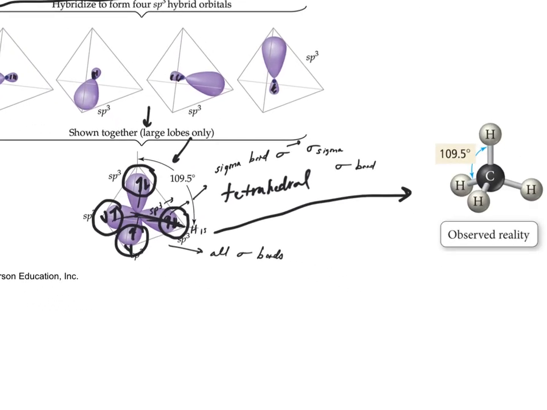And most importantly, when we compare them back to our Lewis structure, how do we depict these bonds in our Lewis structure? We depict them as single bonds, right? So here's where my writing gets real terrible. Let me draw this a little bit prettier. So all sigma bonds, right? And in terms of our Lewis structure, all of those bonds between carbon and hydrogen were single bonds. So all single bonds are sigma bonds.